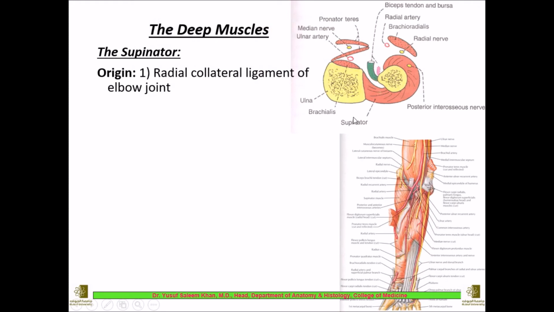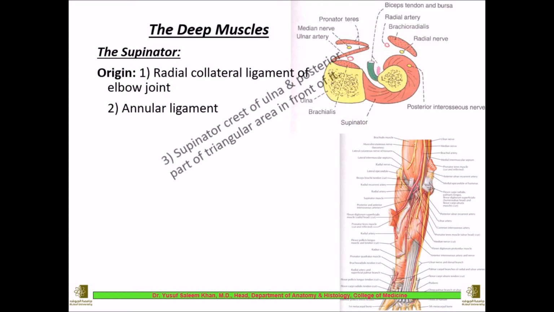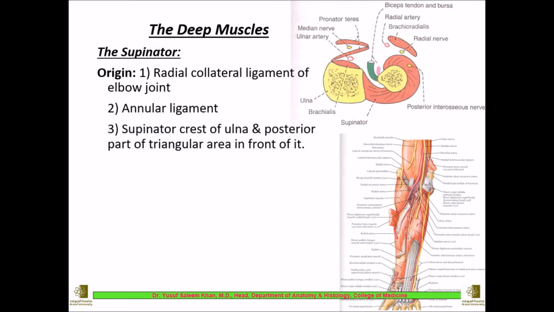Because it is on the lateral side, it will be taking origin from the lateral collateral ligament or the radial collateral ligament, as well as a ring-like ligament around the neck of the radius, that is the annular ligament. Then it also takes origin, all this cannot be seen here in these pictures, from the supinator crest of the ulna, as well as the posterior part of the triangular area in front of it.